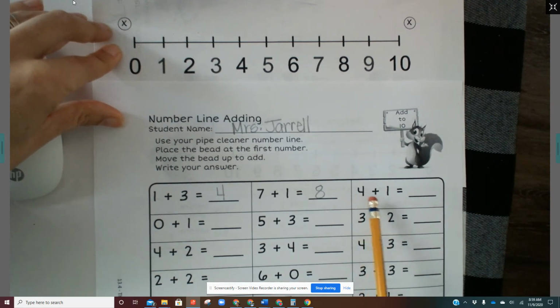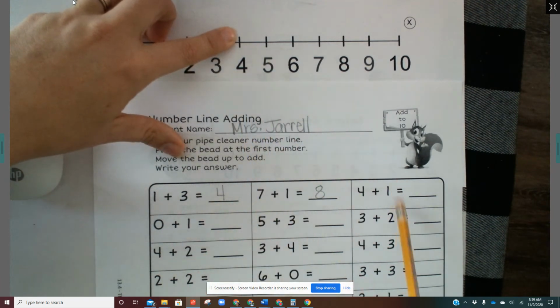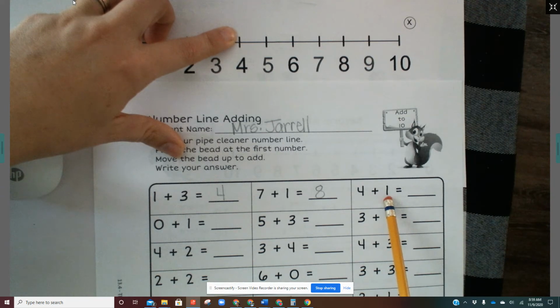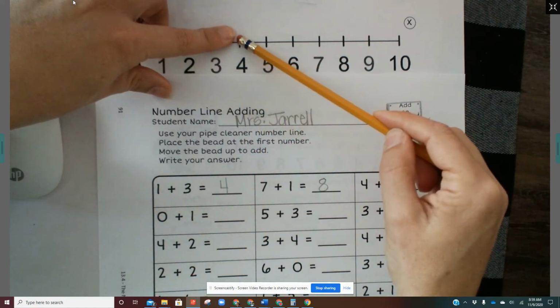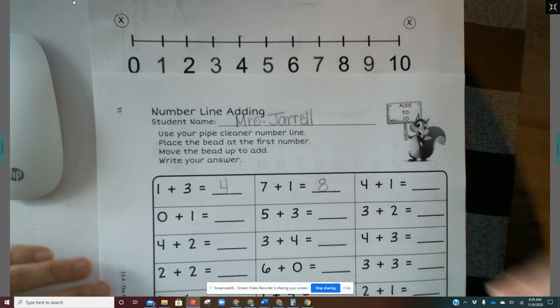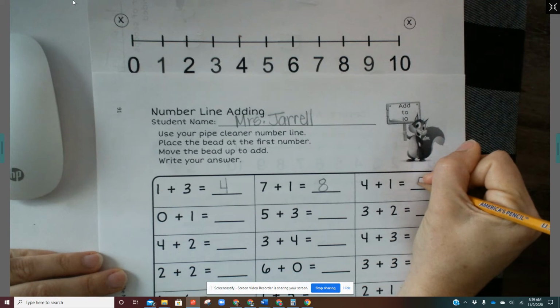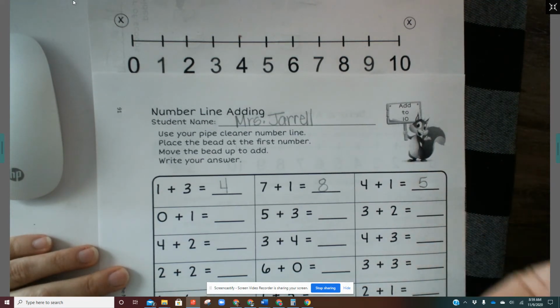Now I have 4 plus 1. So here's my number 4. That's where I'm going to begin my jumping. And I'm only going to jump 1 more spot because that's my next number. So here I am on 4, and I'm going to jump 1, and I land on the 5. See that? So 4 plus 1 equals 5.